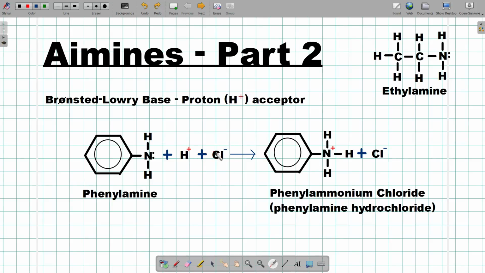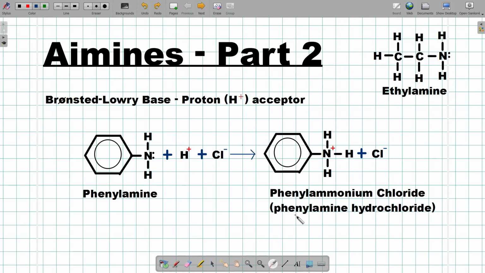You can imagine what's going to happen. They're going to form an ionic substance. In this case it's called phenylammonium chloride, which is a salt, remember. So if you ever see a positive cation and a negative ion in there, you can pretty much always assume that it'll form a salt, or they'll form ionic bonds together in most cases.